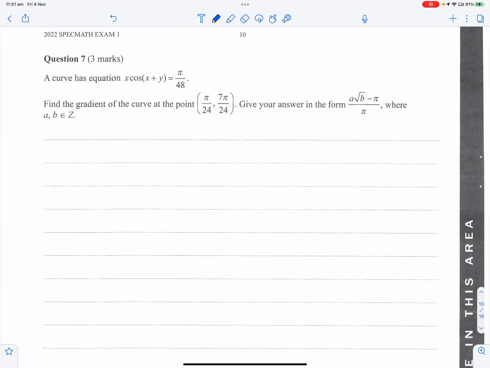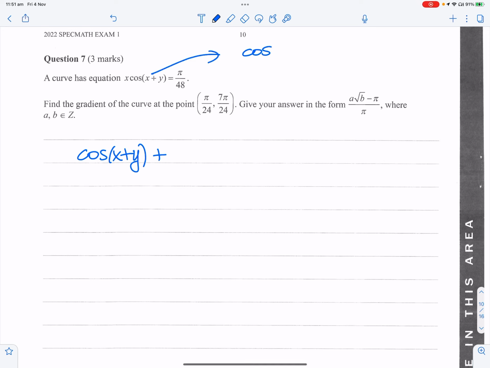Okay, we need to find the gradient of the curve and put it in that form. So we know that's going to be 0. We've got to use the product rule. So the derivative of that times that, we get cos(x + y), plus we've got to get the derivative of that.